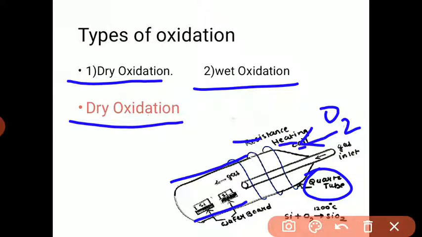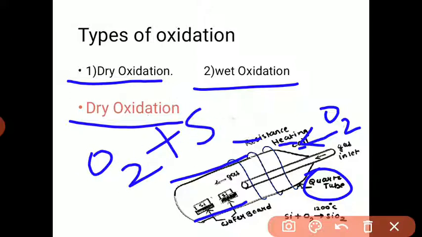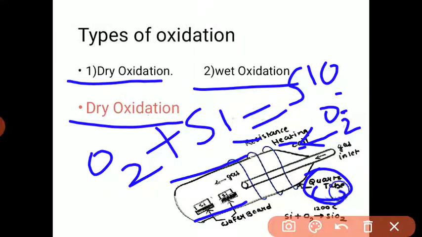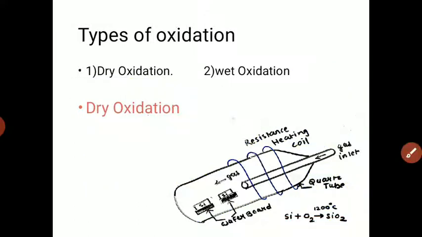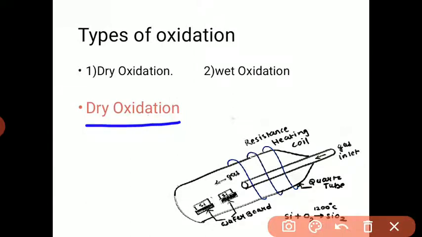So, in this process, oxygen reacts with the silicon and creates an SiO2 layer on top of the silicon surface. Here the temperature which we need to maintain is 1200 degrees centigrade. And also the type of oxide which is formed here is very pure and dense in nature. Also the impurity in the oxide which is formed is very less. So this is all about dry oxidation.